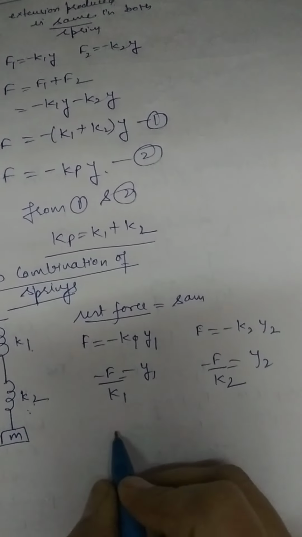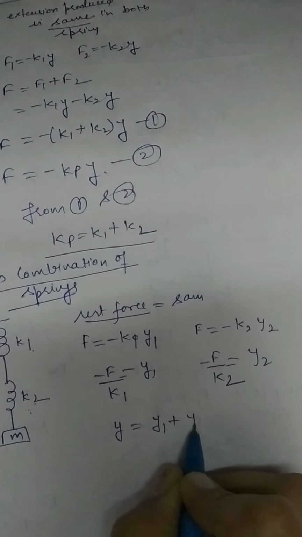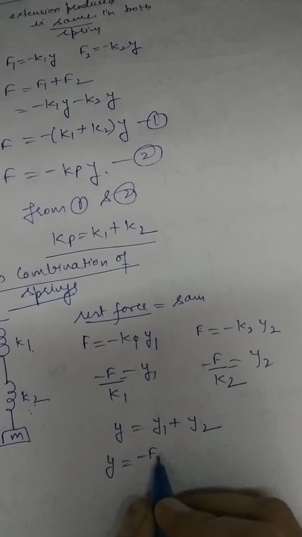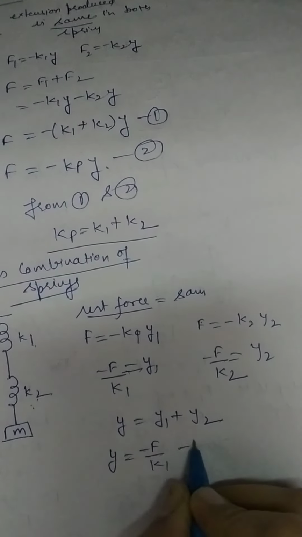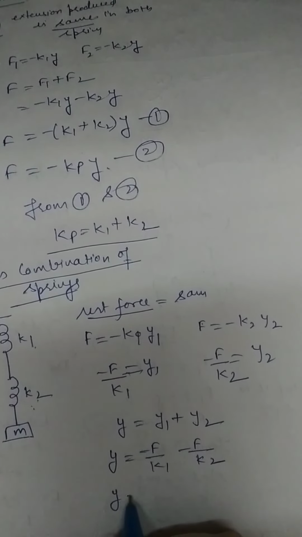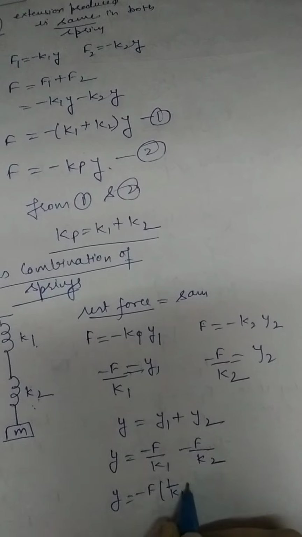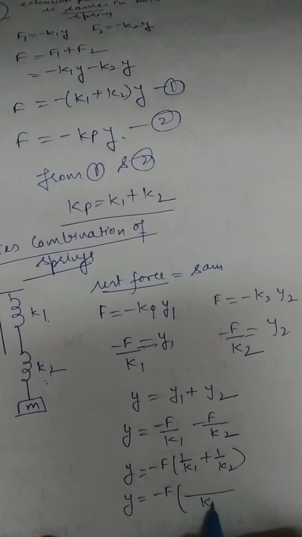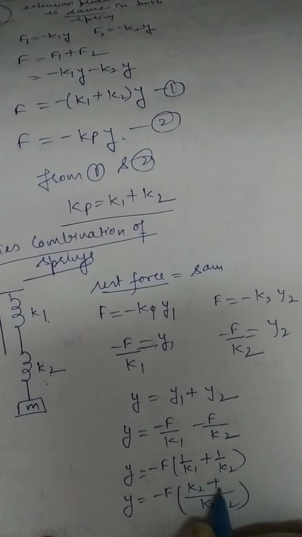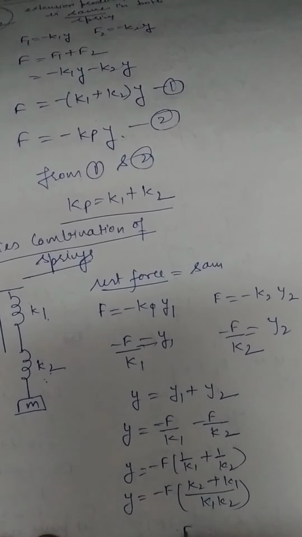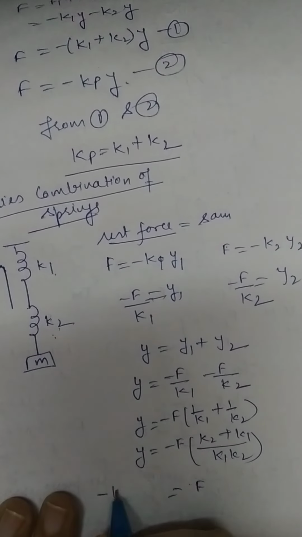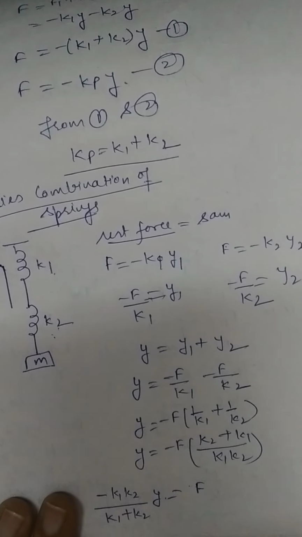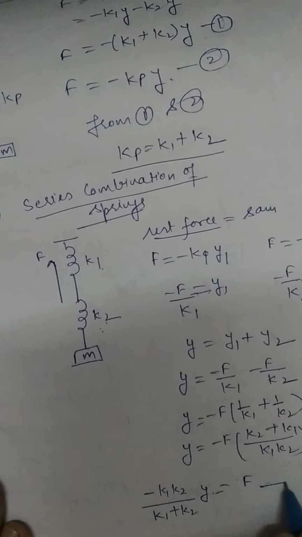Right, student? Now what is the total extension produced? Y is equal to Y1 plus Y2. Put the values in this relation. This is minus F by K1 minus F by K2. So you can write this as minus F common, 1 by K1 plus 1 by K2. This becomes Y equal to minus F, LCM you can take K1 K2, this is K2 plus K1. So you can write this as F equal to minus of, cross multiply, K1 into K2 divided by K1 plus K2 into Y. You can mark this as equation number 1.